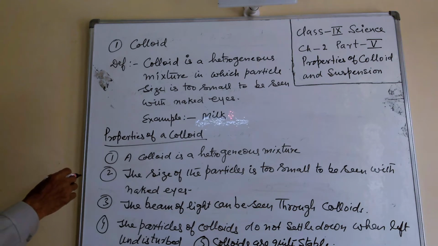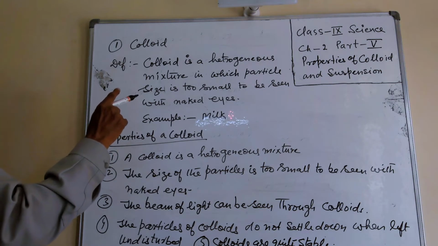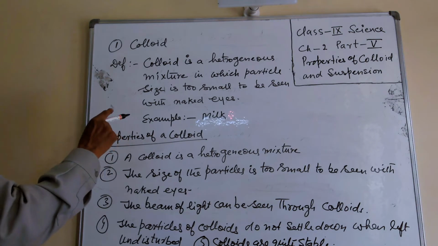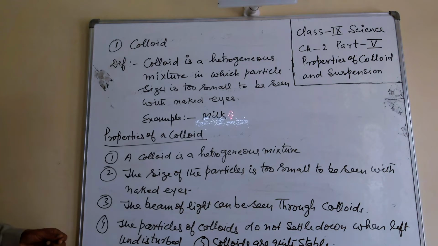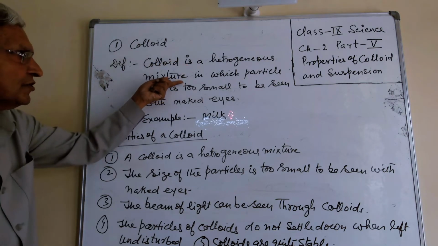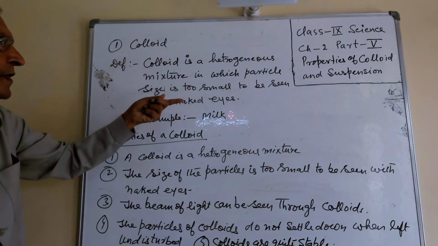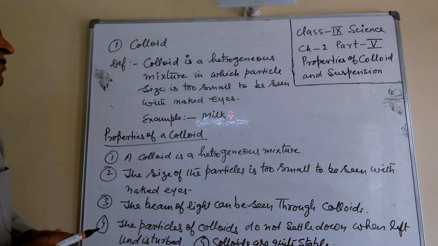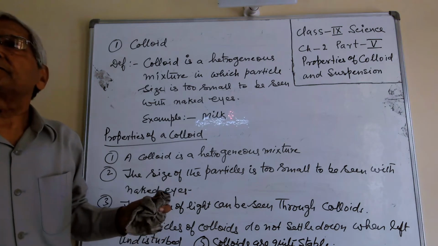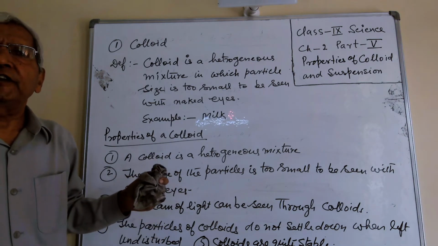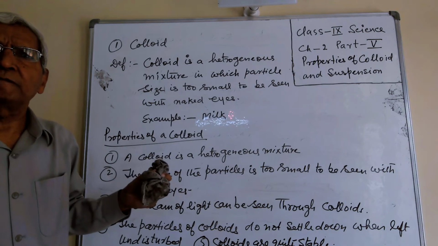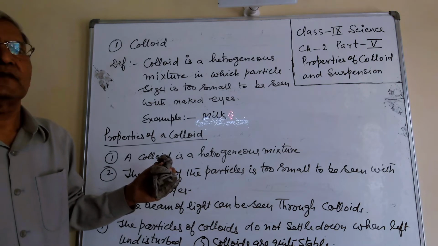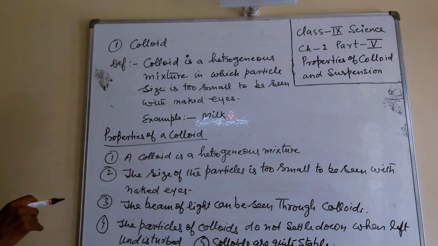First, colloid. Definition: colloid is a heterogeneous mixture in which particle size is too small to be seen with the naked eyes. My dear student, in colloid, the particles are very small, which cannot be seen with the naked eyes. So this is the definition of the colloid.